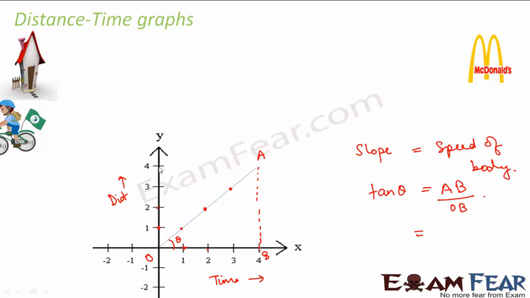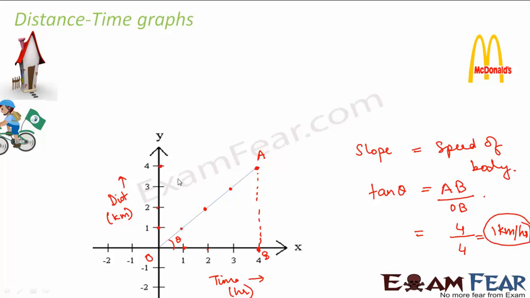So in this case, we see that it covers 4 kilometers. Let us suppose this distance is given in kilometers and this time is given in hours. So from this graph, we see that it covers 4 kilometers in 4 hours, right? So AB is 4, OB is also 4, so it comes out to be 1 kilometer per hour. So this is the speed of the body.